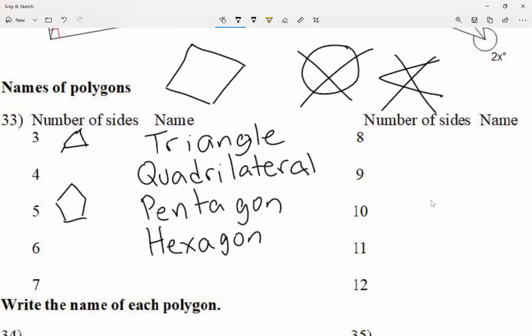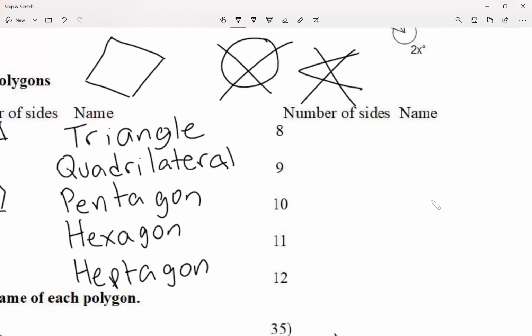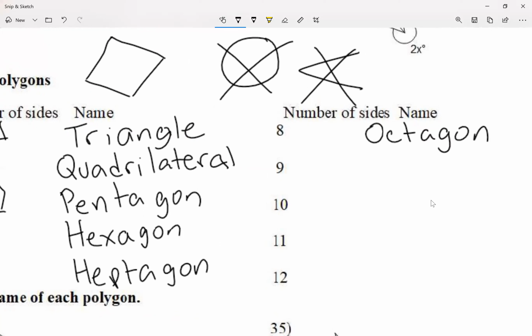For 7 sides, we're going to call this heptagon. Now, 8 sides, something you guys have seen, UFC. UFC has a ring that has 8 sides, and they call this octagon. 9 sides is called nonagon. All right, nona sounds like 9.